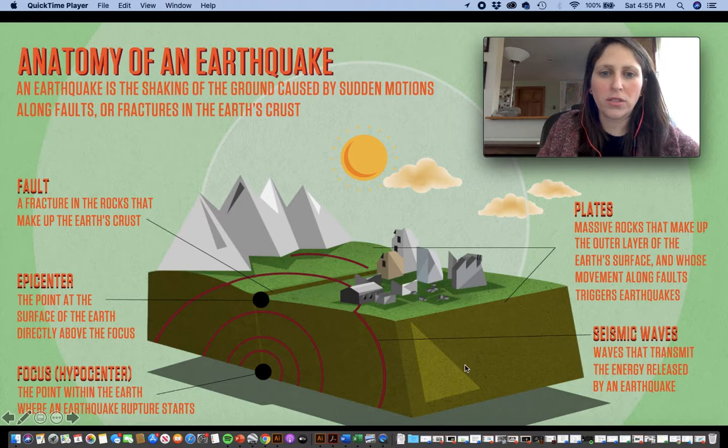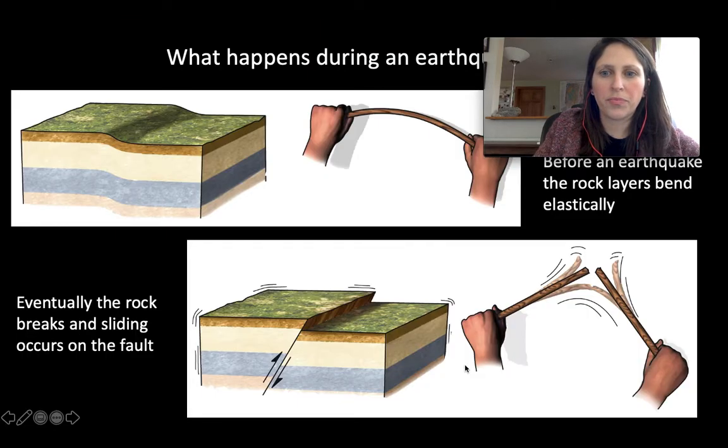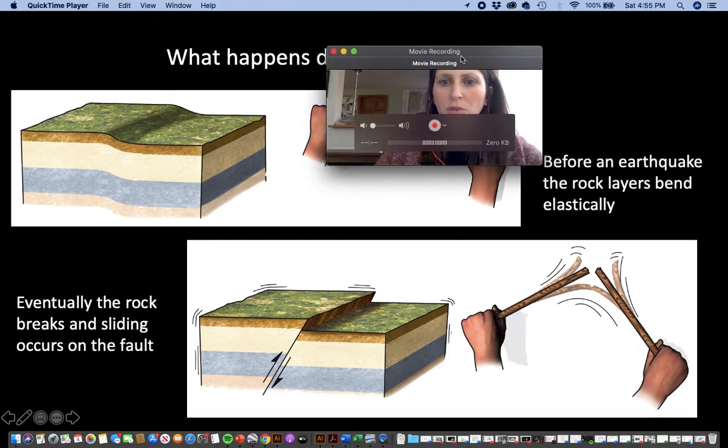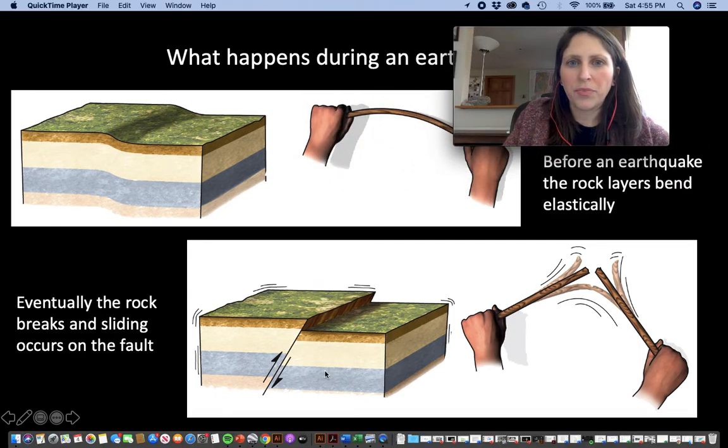Refer to this diagram for the anatomy of an earthquake. I'm not going to go over this again because I just showed it. What happens during an earthquake is you're releasing a bunch of energy that was stored in the rocks by friction.